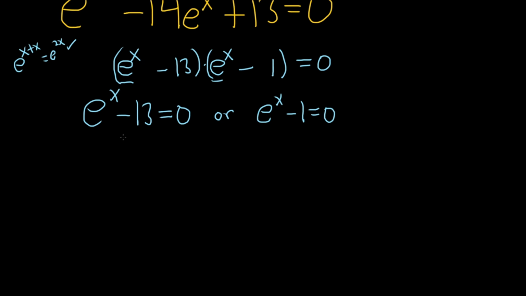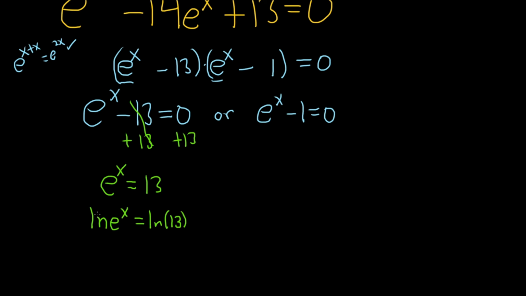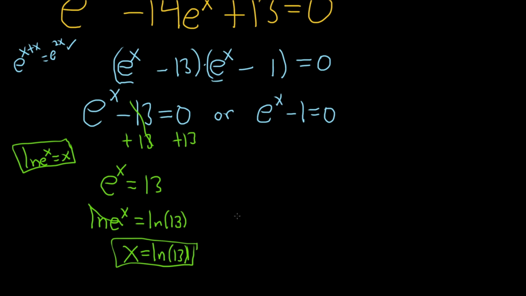So in the first case, we'll just add 13 to both sides. So plus 13, plus 13. So we have e to the x equals 13. And then to get rid of the e, you can just take the natural log of both sides. So we have ln e to the x equals ln of 13. And these cancel, right? There's a formula that's super useful in math. It says that the natural log of e to the x is x. This is powerful. So this cancels, and so you get x equals the natural log of 13. So that's one of our beautiful answers.